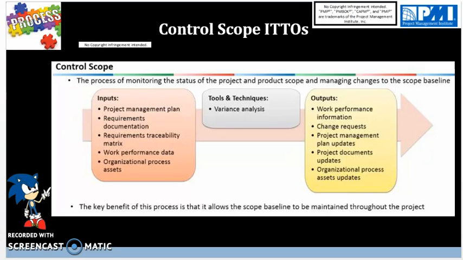And in terms of other outputs, we have project management plan updates. The scope baseline is updated as well as other baselines. Project document updates: updates to the requirements documentation and requirements traceability matrix. This can be updated as needed by the customer. OPA updates. We will be updating causes of variance, corrective action chosen and reasons for those changes and actions, and lessons learned from scope control. The key benefit of this control scope process is that it allows the scope baseline to be maintained throughout the project.